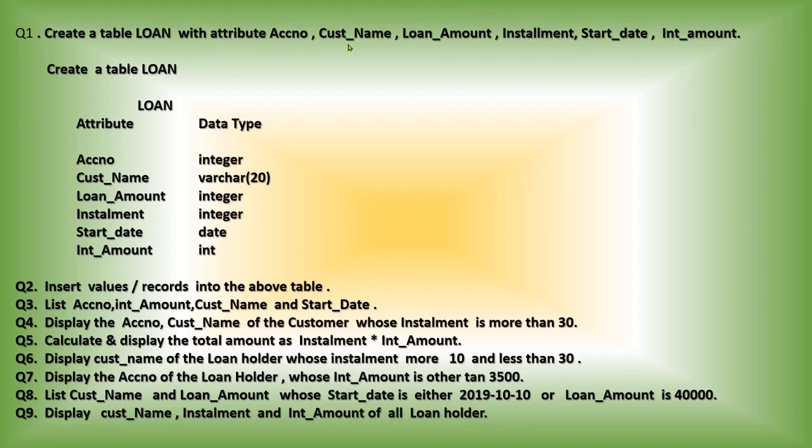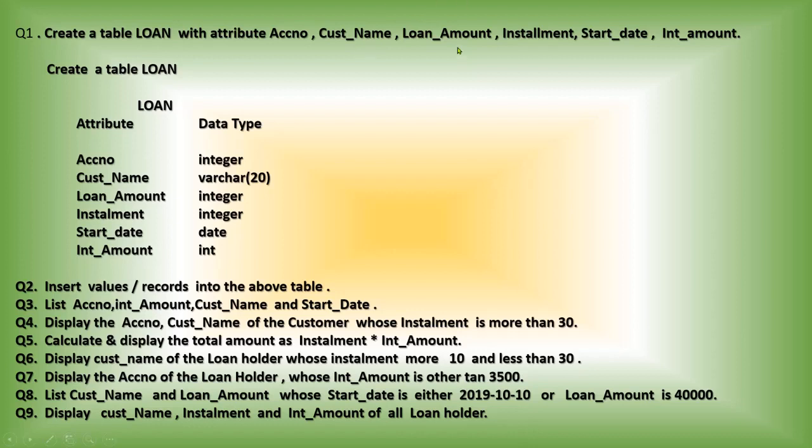No space for the attribute name. Custom underscore name, that is supporting, but no space in between the attribute name. Customer name. So that means it will be the character or varchar. We studied two types of string data types, one is character and one is varchar.